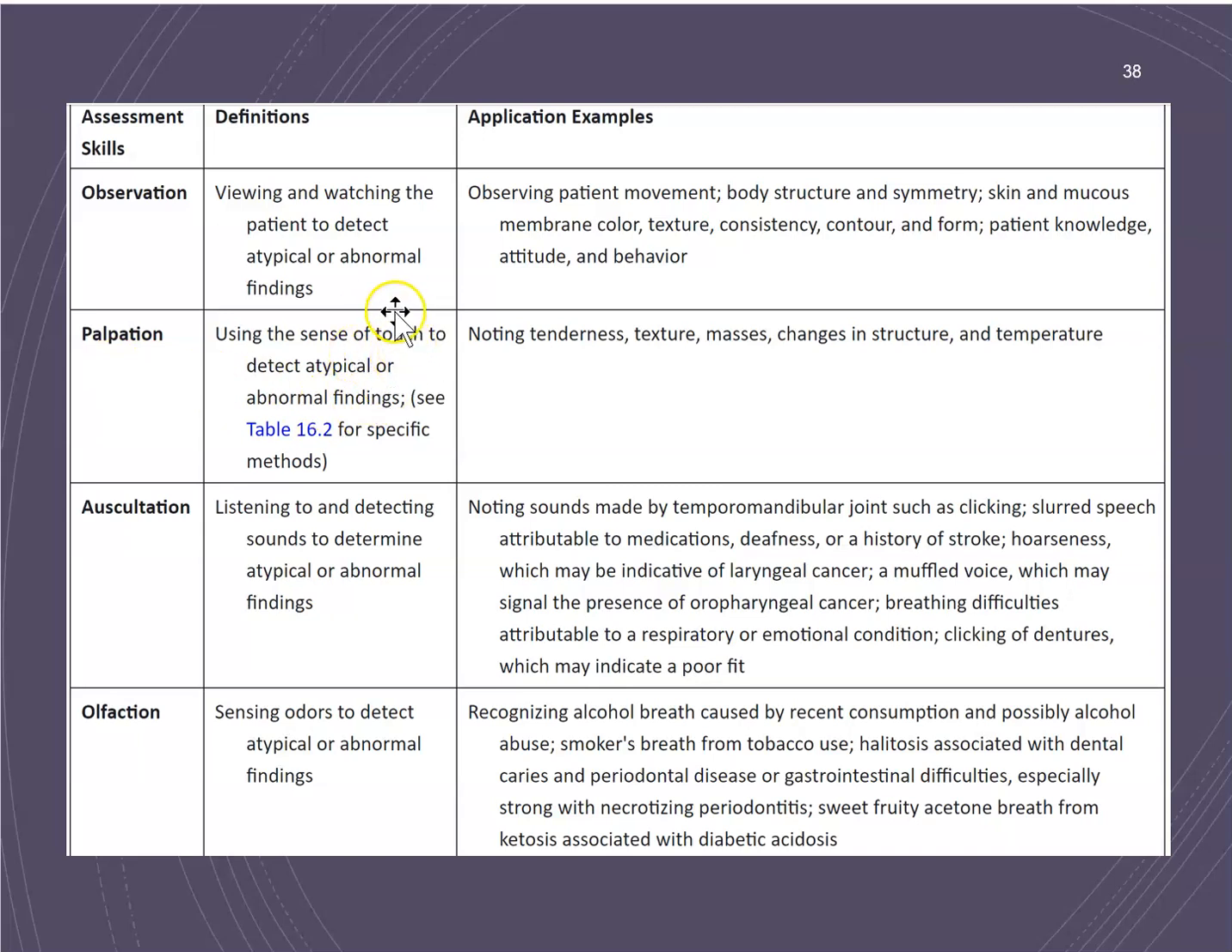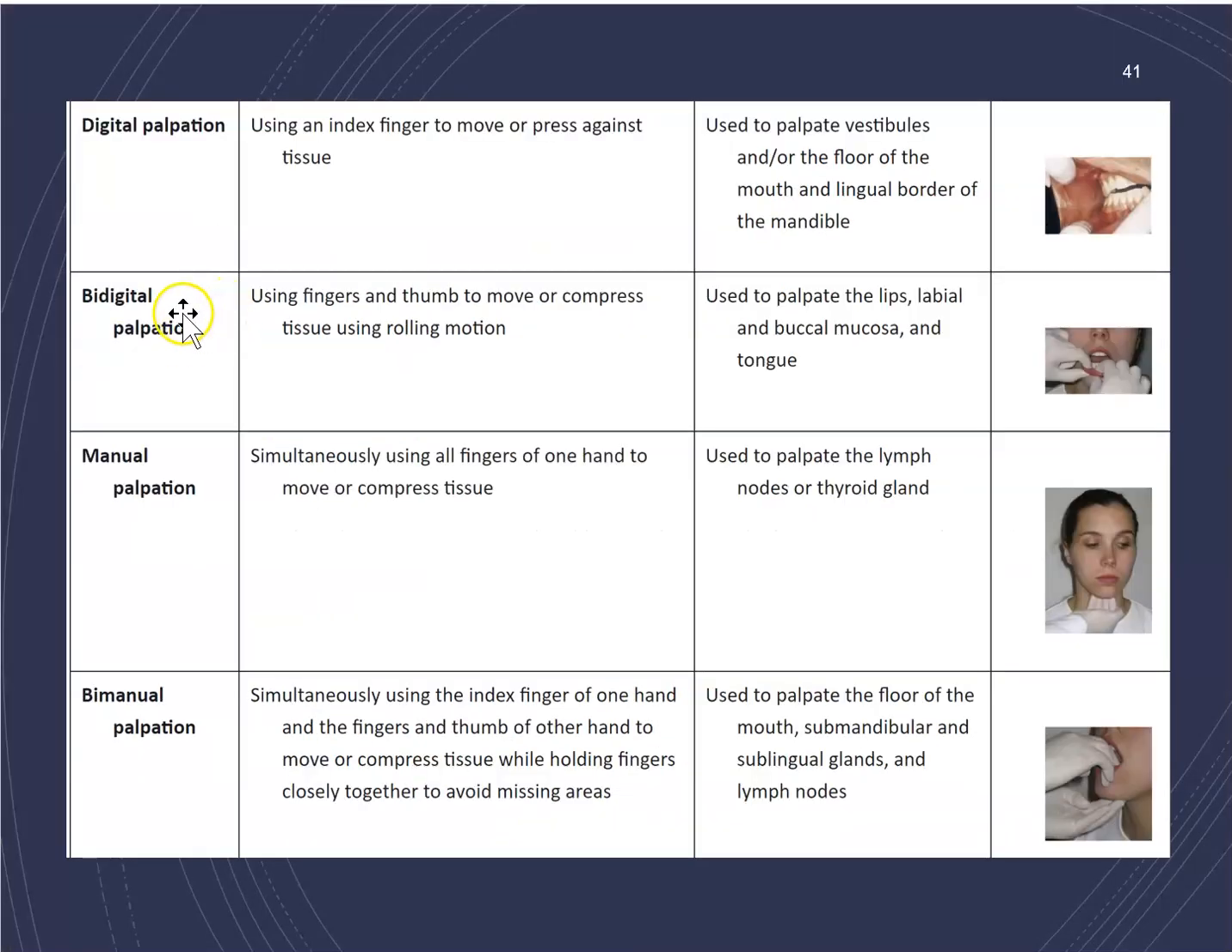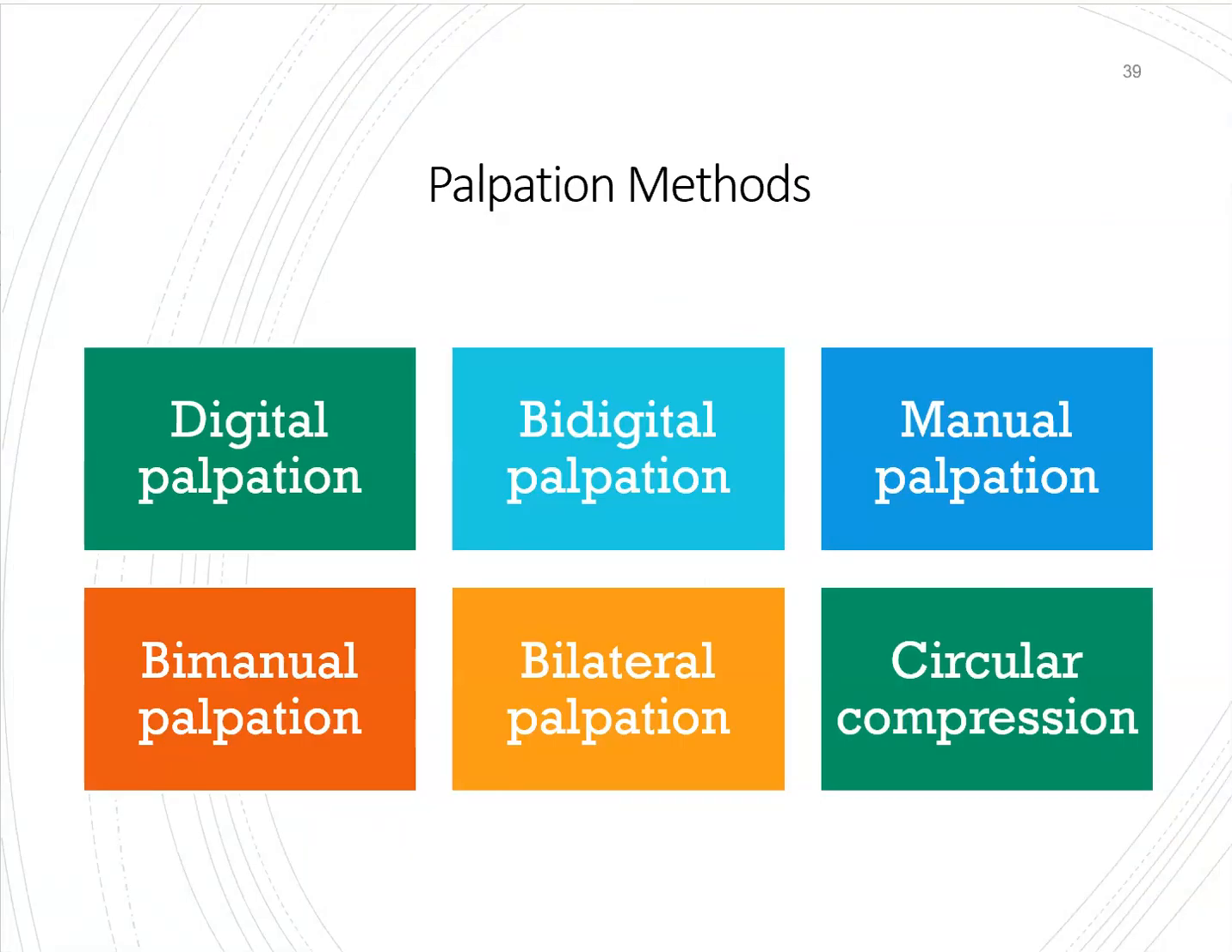Palpation is when you use your sense of touch. And there are many different types of palpation we can do. We could do manual palpation. You could do bidigital. Or actually, I'll show you right now since I have it close. Bidigital palpation, you could do manual palpation, and I'm going to go over what they mean in a bit. Okay, so many different types of palpation methods.